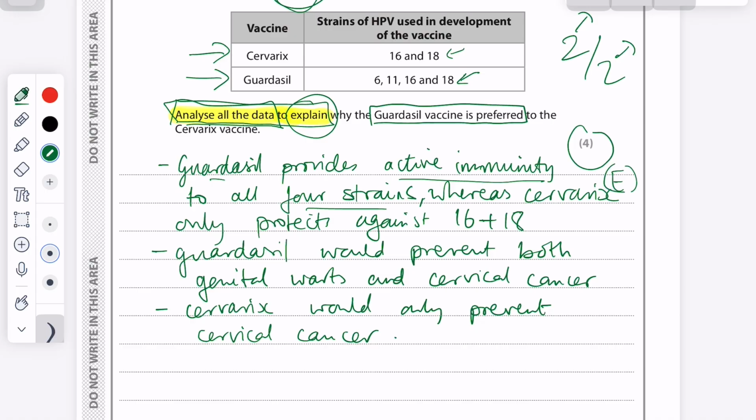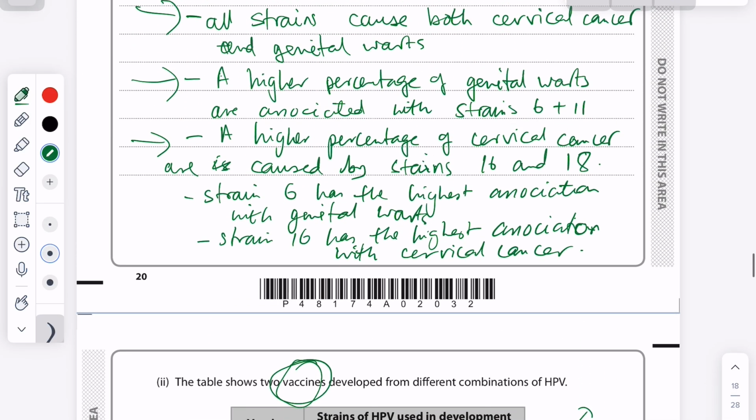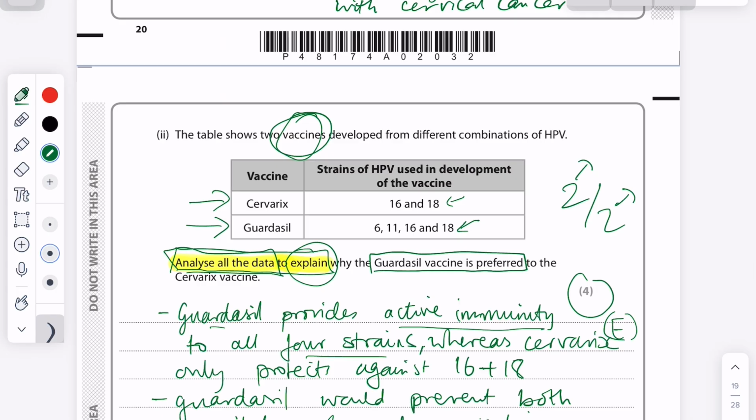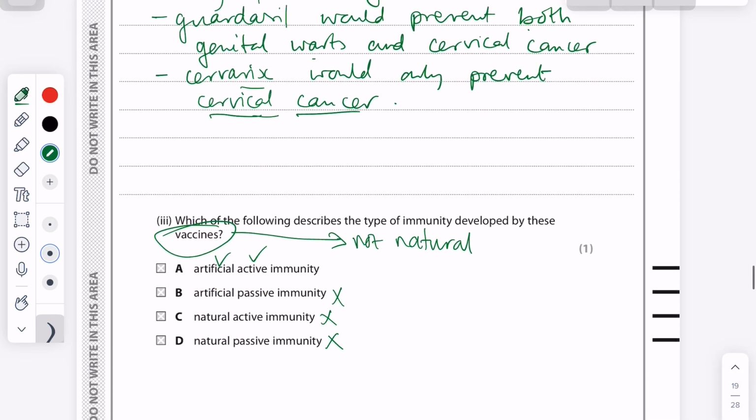Gardasil would prevent both genital warts and cervical cancer. So that's me using the data. Okay, Gardasil would prevent both cervical cancer and genital warts, and Cervarix would only prevent cervical cancer. So I'm trying to use the information and I'm trying to make an interpretation. I don't think that's the world's best answer though, but that's what I put down. That's what we're going to go with.